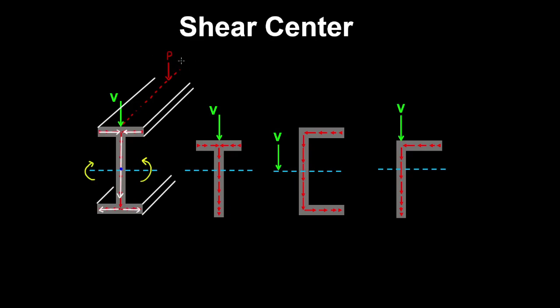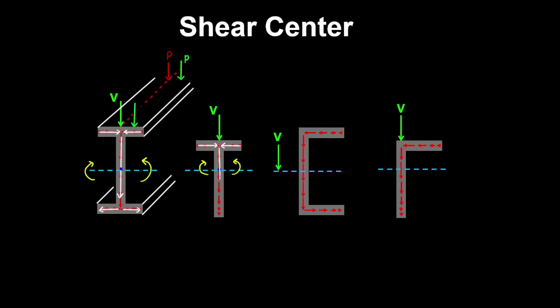However, if this load P was applied off-center and gets transferred to this part of the flange, then you can imagine that the section is going to twist. And similarly for a T section, the shear center is at this point. So the resultants here in the flange are going to produce opposing torques about the shear center to prevent the section from twisting.